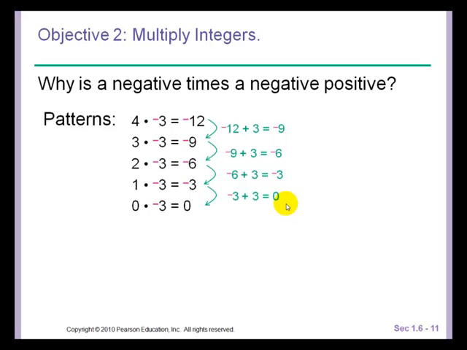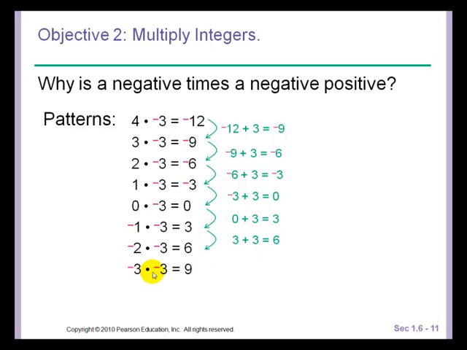So if we continue this pattern, when we get to negative 1, we're going to take this result and add 3, which gives us a positive 3. If we go on to the next one, negative 2 times negative 3, we'll take this result, the 3, and add 3 and get 6. And it continues. Negative 3 times negative 3 is a positive 9, because we're adding 3. And negative 4 times a negative 3 is a positive 12, because we're adding 3.